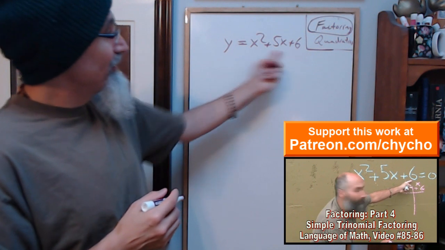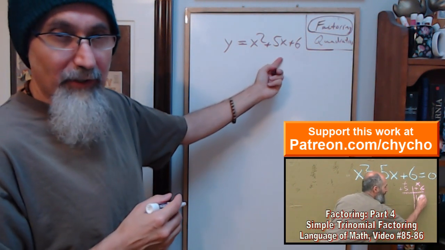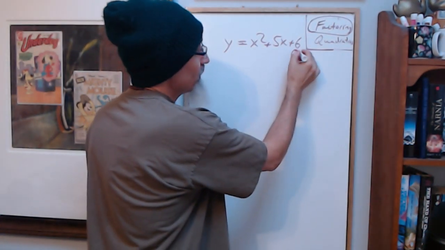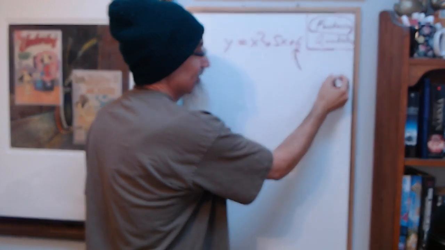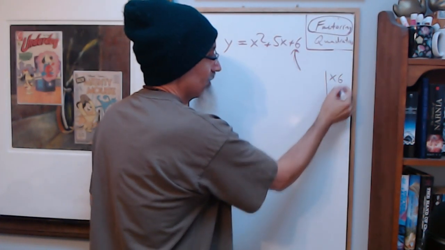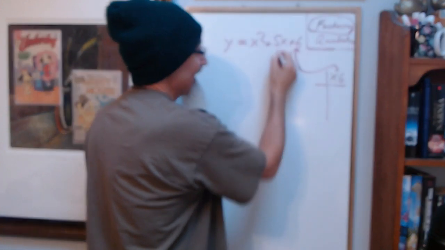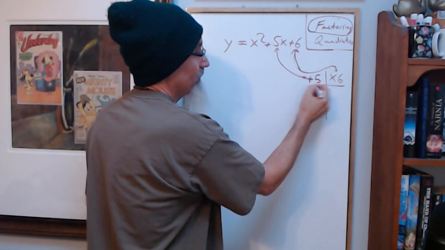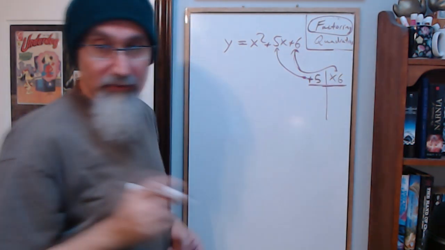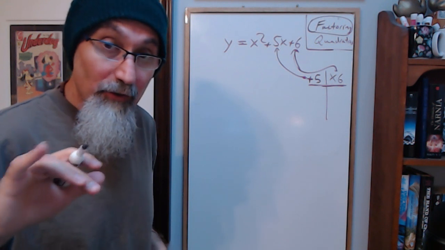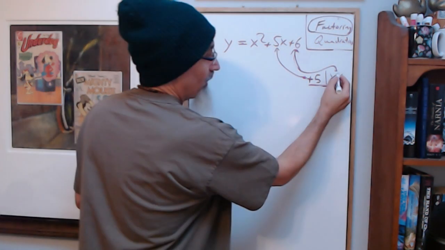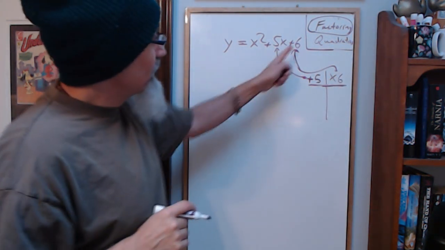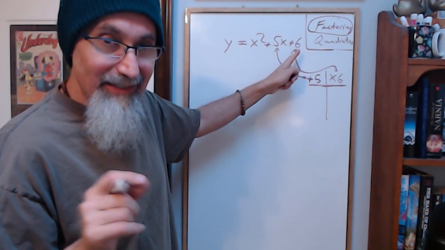So if we're trying to factor this simple quadratic, this simple trinomial, we look for two numbers that multiply to give you 6 and add to give you 5. Always remember the sign in front of the number goes with the number, so this is positive 6 and this is positive 5. Always start off with the multiplication part because there are fewer integers.